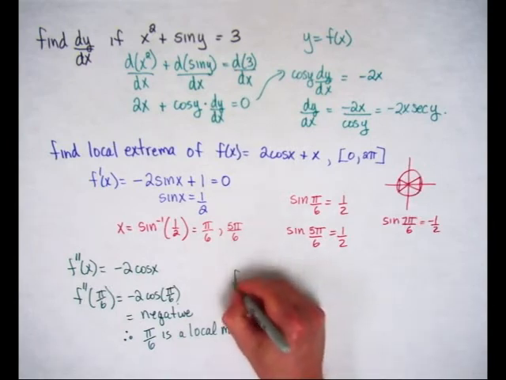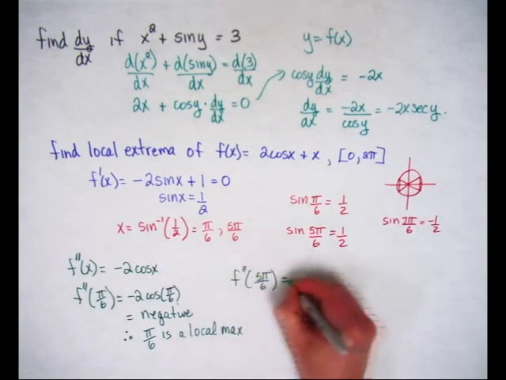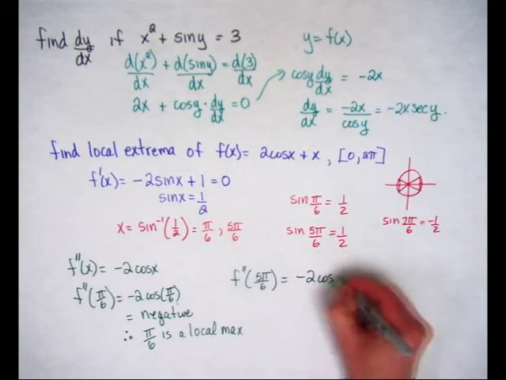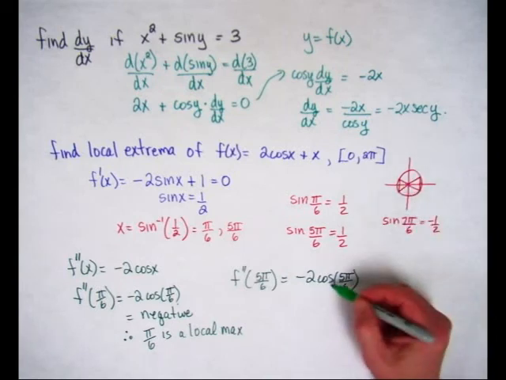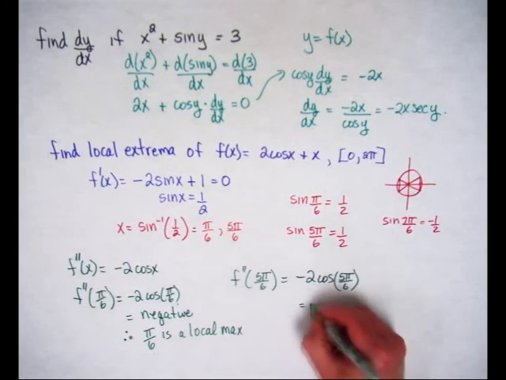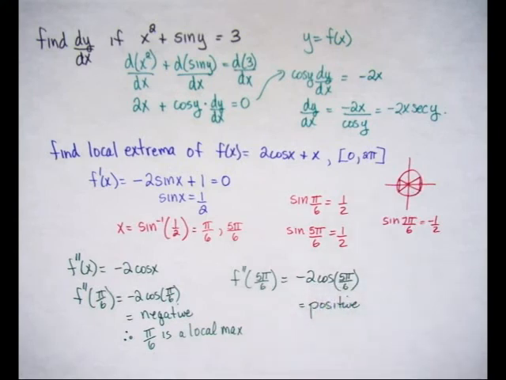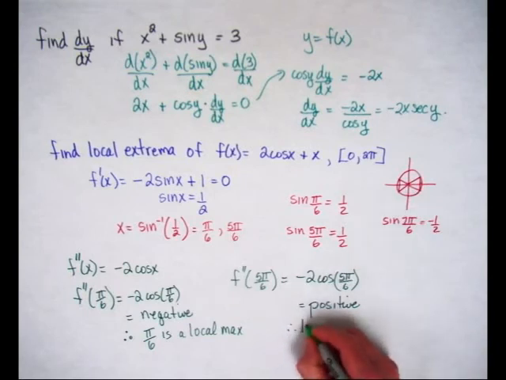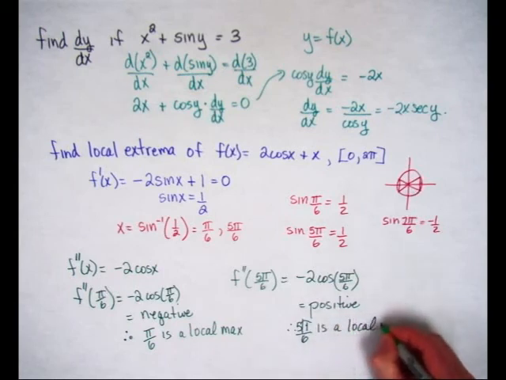If we now find f double prime at 5 pi over 6, we'll get negative 2 times the cos of 5 pi over 6. 5 pi over 6 is in quadrant 2. Cos of an angle in quadrant 2 is negative, times a negative, and we're going to get a positive answer. And that tells us that 5 pi over 6 would be a local min value.